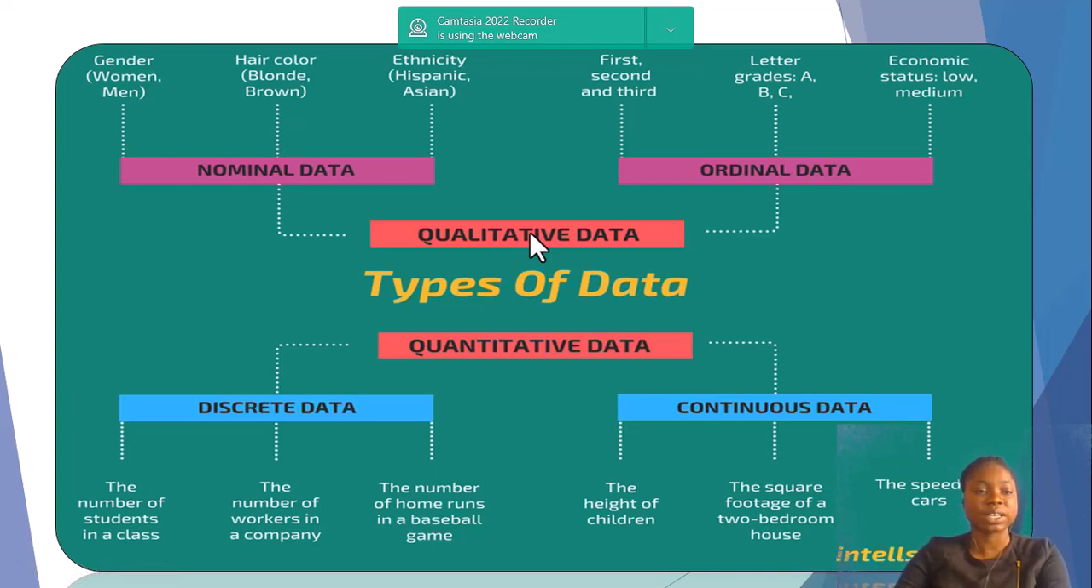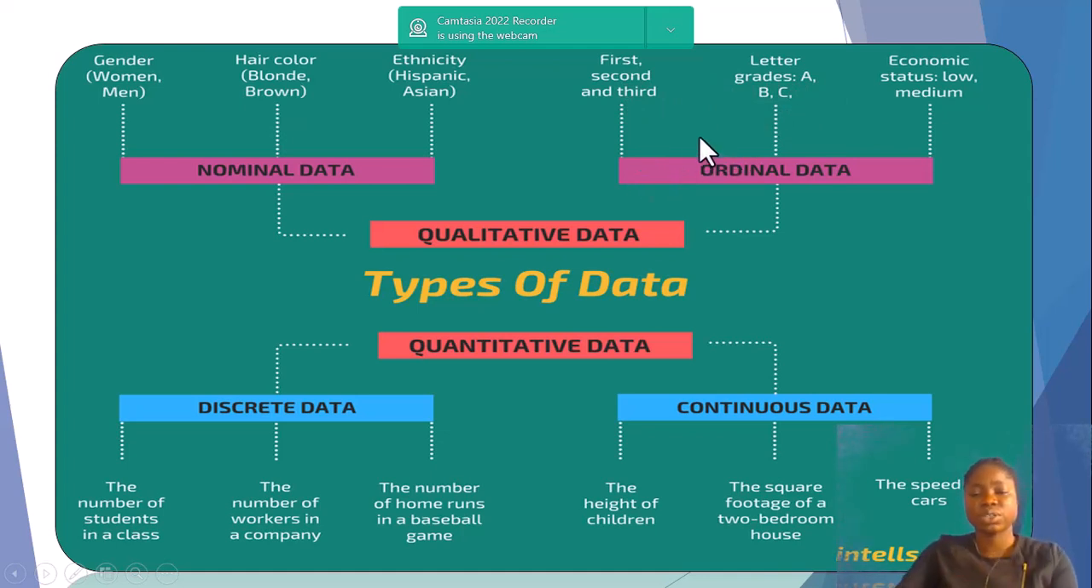For nominal data, don't forget qualitative data are descriptions. They describe a person or a thing. So qualitative data are divided into two: nominal data and ordinal data. Under nominal data, we have gender, hair color, ethnicity. We see some questions where they ask for age, ethnicity, and so many things. For ordinal data, we talk about first, second, third, or letters A, B, C.